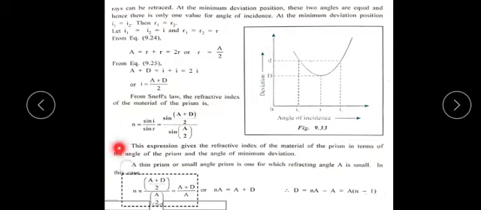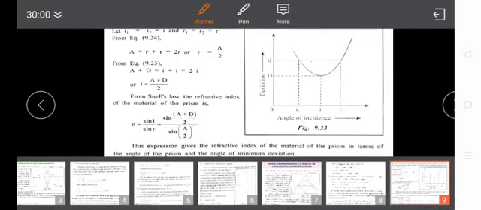So this is an expression where n is equal to sin of A plus D by 2 divided by sin of A by 2. This is an expression for refractive index in terms of angle of prism and angle of minimum deviation.